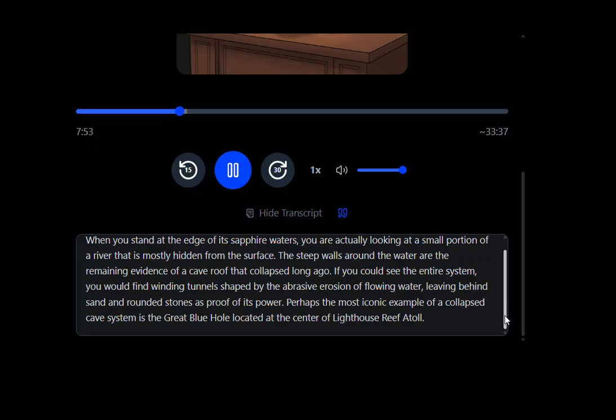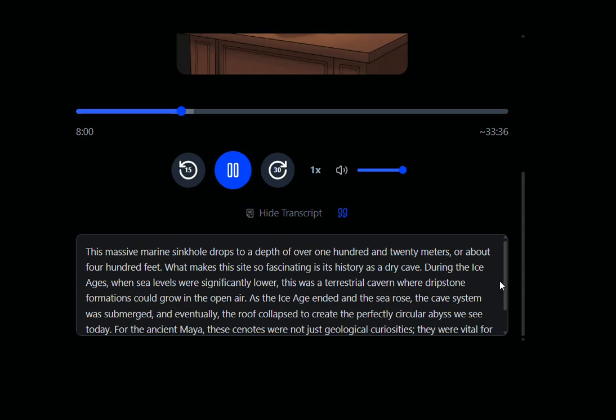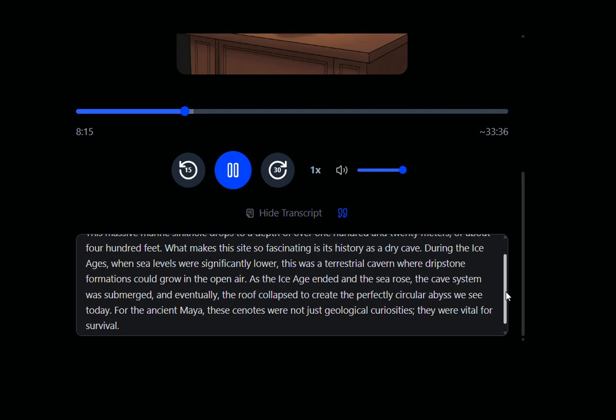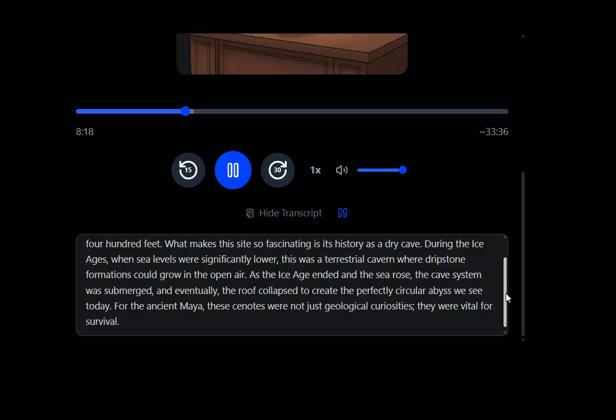Perhaps the most iconic example of a collapsed cave system is the Great Blue Hole located at the center of Lighthouse Reef Atoll. This massive marine sinkhole drops to a depth of over 120 meters, or about 400 feet. What makes this site so fascinating is its history as a dry cave. During the ice ages, when sea levels were significantly lower, this was a terrestrial cavern where dripstone formations could grow in the open air. As the ice age ended and the sea rose, the cave system was submerged, and eventually the roof collapsed to create the perfectly circular abyss we see today.